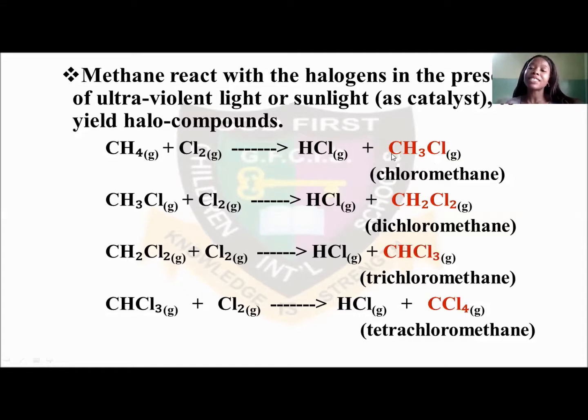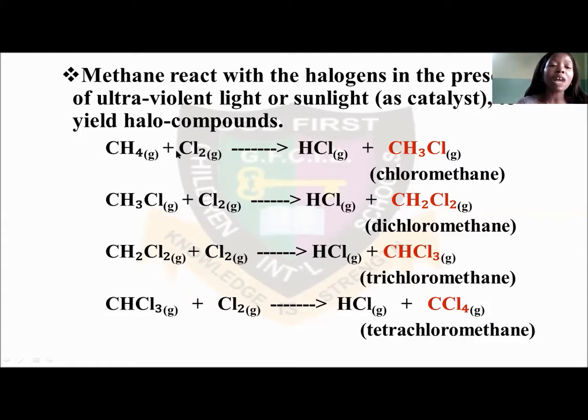Substitution is a step-by-step process in which there is substitution of hydrogen atoms in the alkanes by the halogen. Now, when we say halogen, we mean chlorine, bromine, iodine. So when any of these reacts with methane, the hydrogen atoms in methane will be substituted with chlorine step by step.